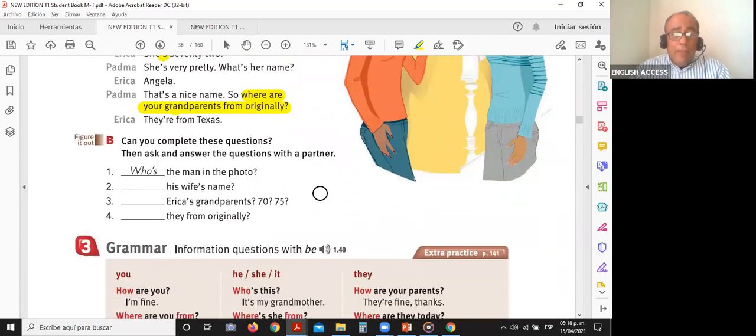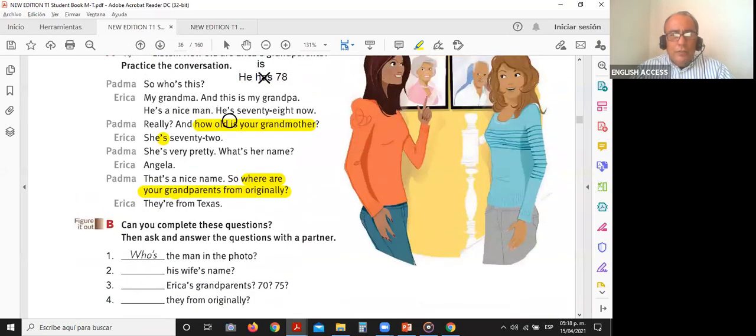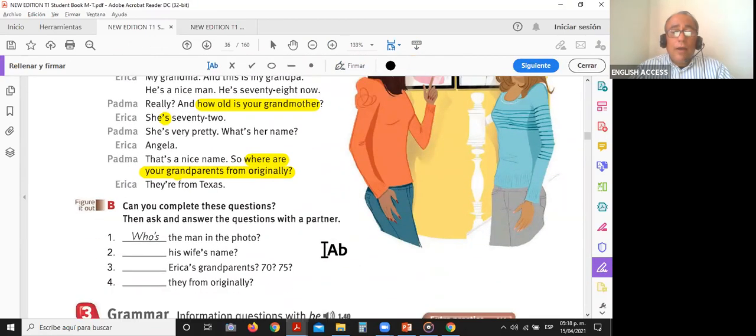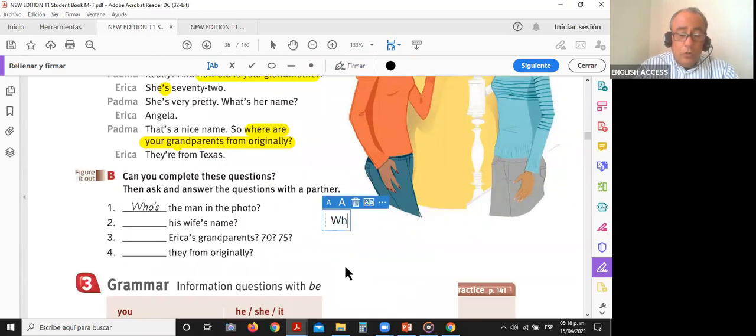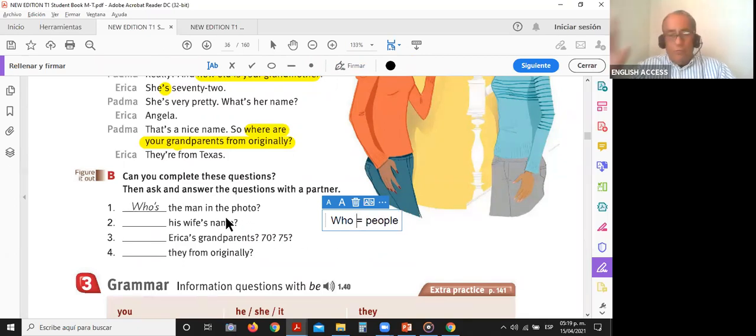Now, in part B, you have to complete the questions. I don't know if you have any questions up to here. To complete the questions, you need to use the conversation here. So, for example, who asks about people? Who is used to talk about people only? Who are you? Who is used to ask about people, not animals, not places, not general information. So, who's the man in the photo? That's the complete question.